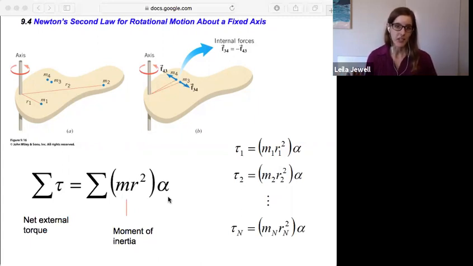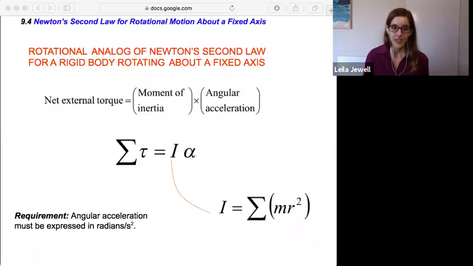Because notice the angular acceleration will be the same for all of them. They're all sweeping through the same angle in the same time interval. They might have different tangential accelerations, but the angular acceleration will indeed be the same. This now introduces our rotational version of Newton's second law. So the rotational analog of Newton's second law for a rigid body, something that can't wiggle, rotating about a fixed axis, is that the net external torque is equal to the moment of inertia I times the angular acceleration.